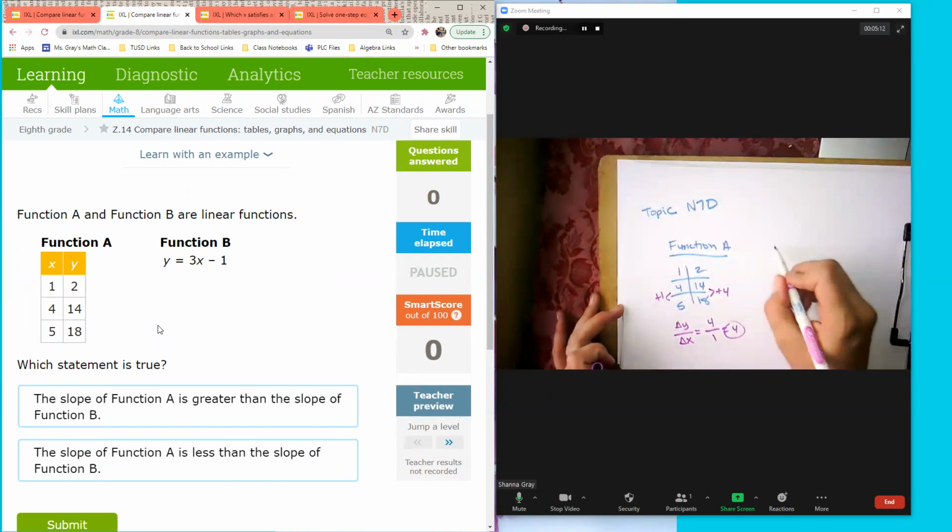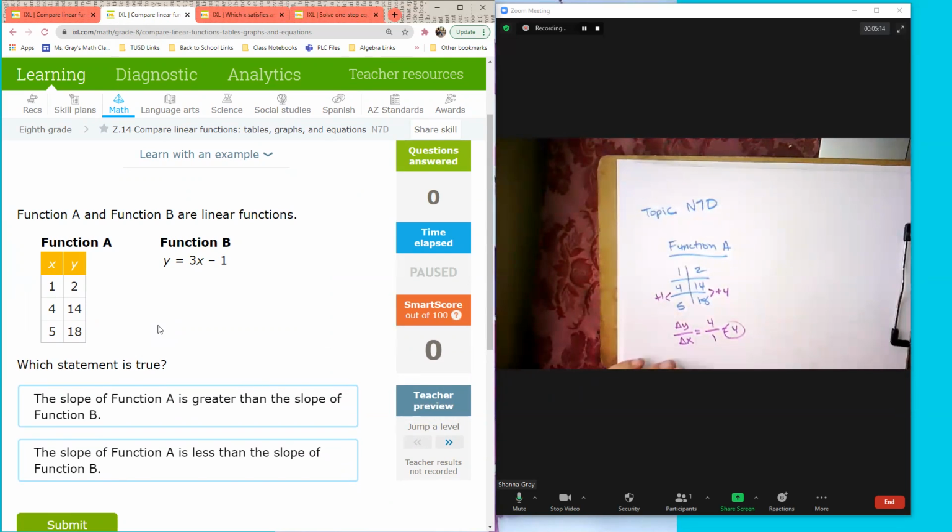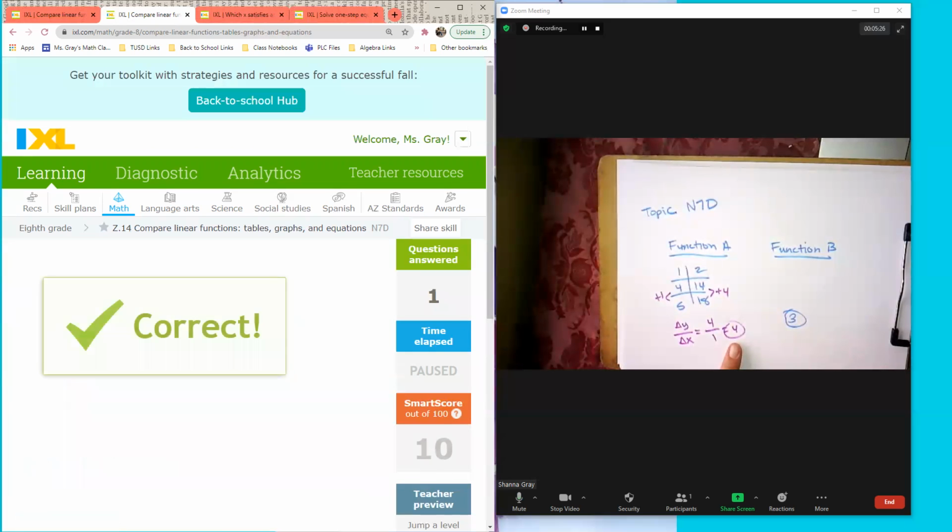And then for function B, just like we said on the last part, if you're looking for slope, it's the number in front of x, which would be 3. So if I'm comparing 4 and 3, obviously 4 is bigger, so A is bigger.